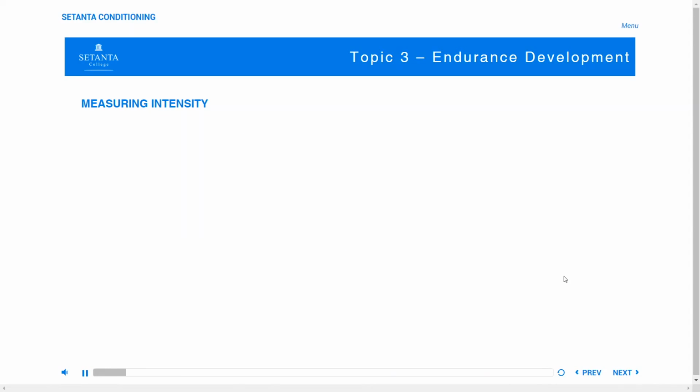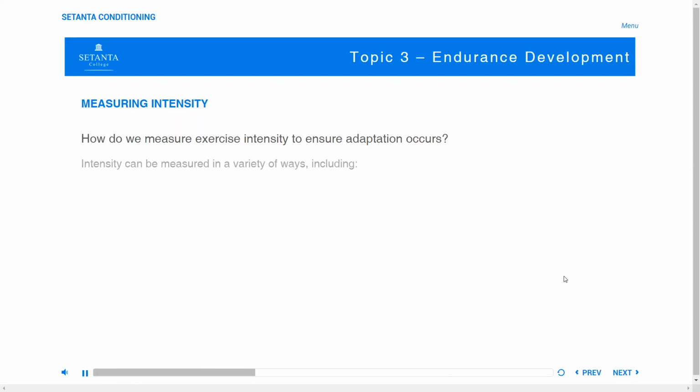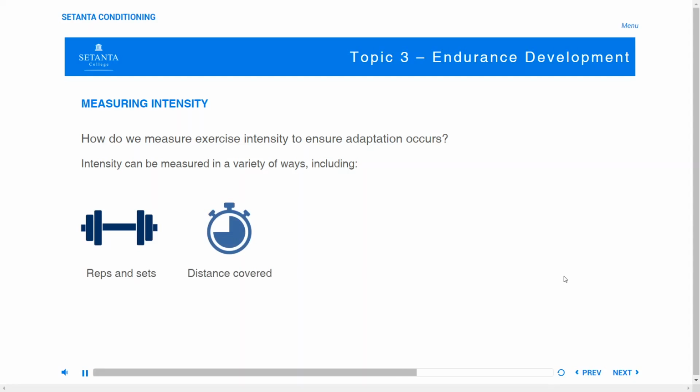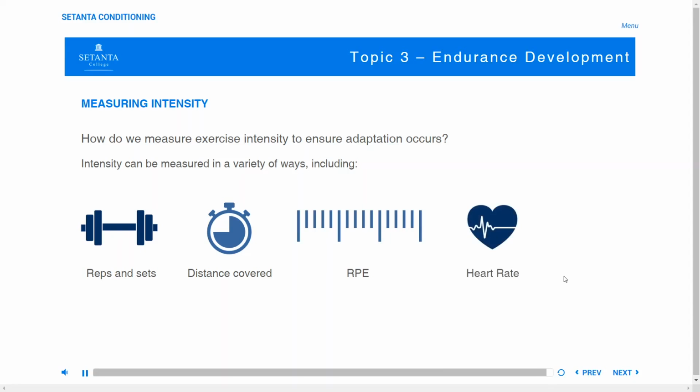Measuring intensity. How do we measure intensity to ensure we are exercising in the preferred zone for a particular adaptation? Intensity can be measured in a variety of ways, including reps and sets for resistance and circuit training, distance covered in a specific amount of time in cardiovascular training, rate of perceived exertion, more commonly referred to as RPE, or heart rate.